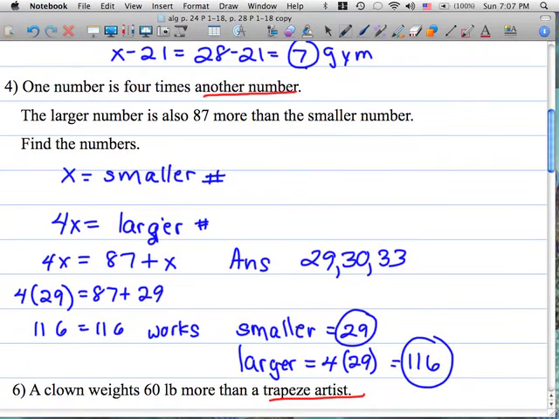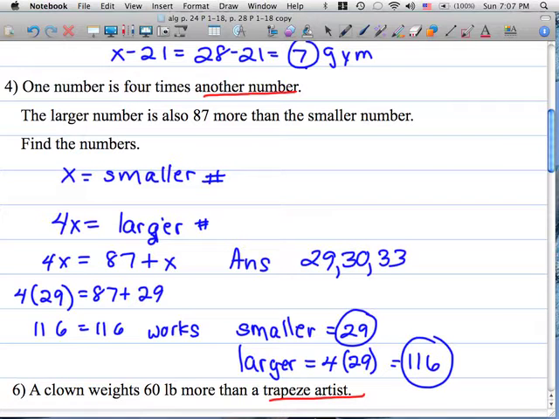Second sentence gives me my equation. The larger number, 4X, equals 87 more, 87 plus the smaller number X. They give us 3 possible solutions, 29, 30, and 33. We're going to plug them in and see which one works.